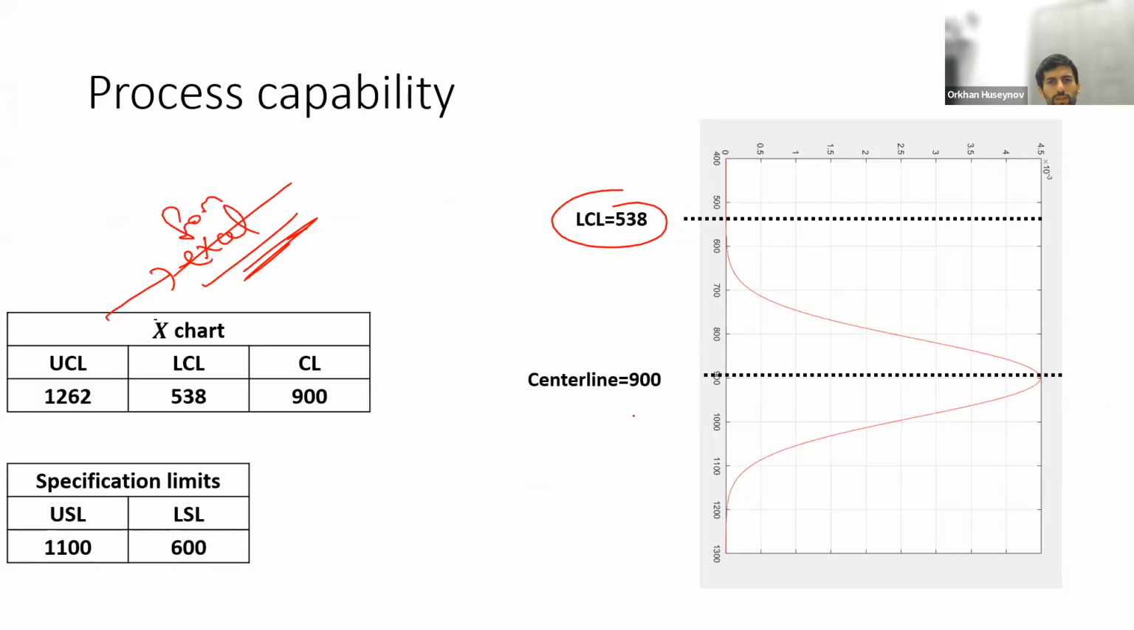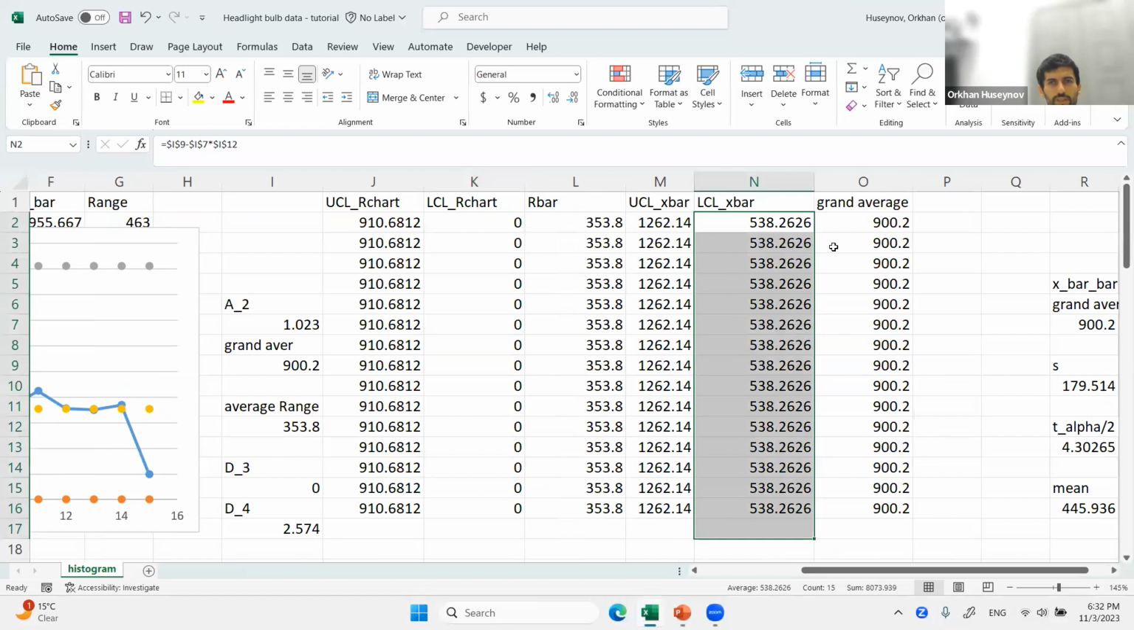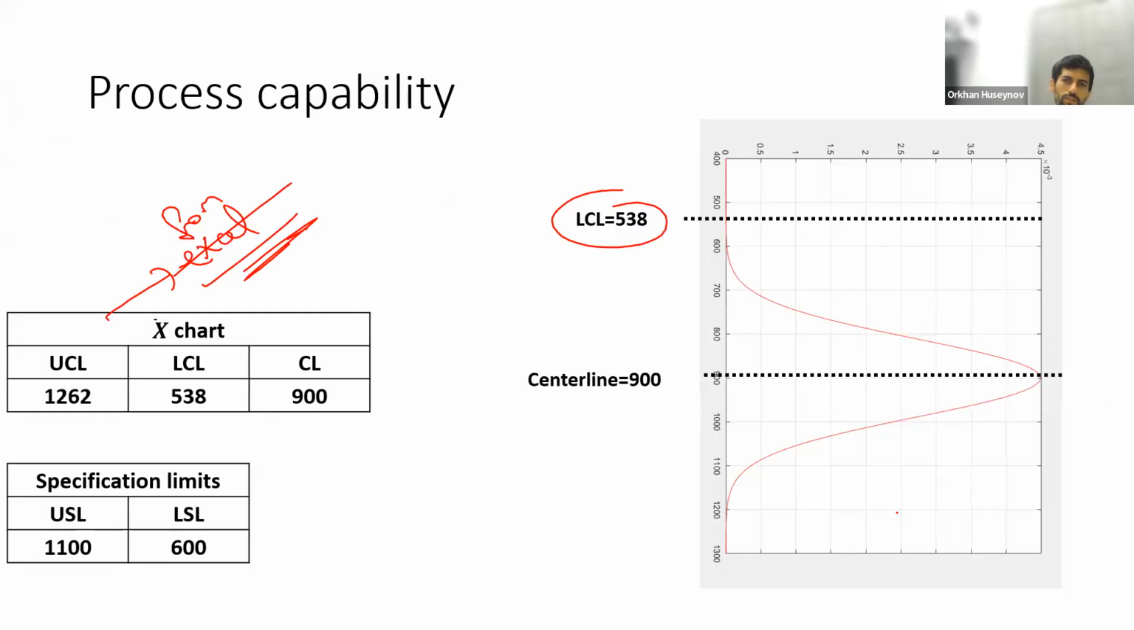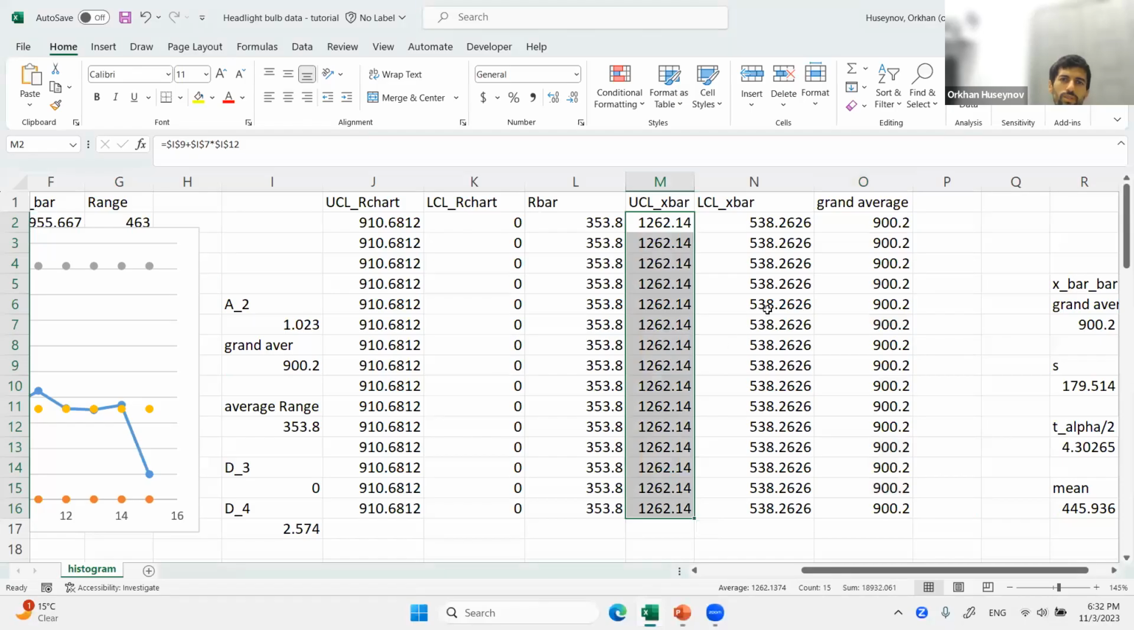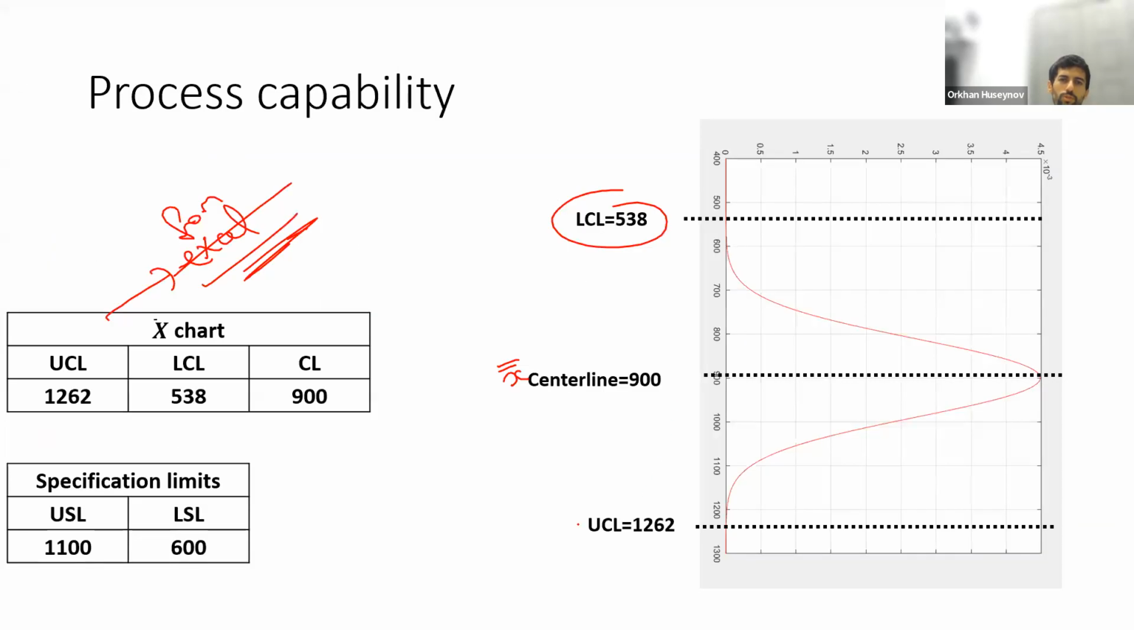The center line is 900. You can see the grand average, which is 900. So this one is the grand average. And then the upper control limit is 1200. You can see 1262, this is the upper control limit. These are all from Excel.